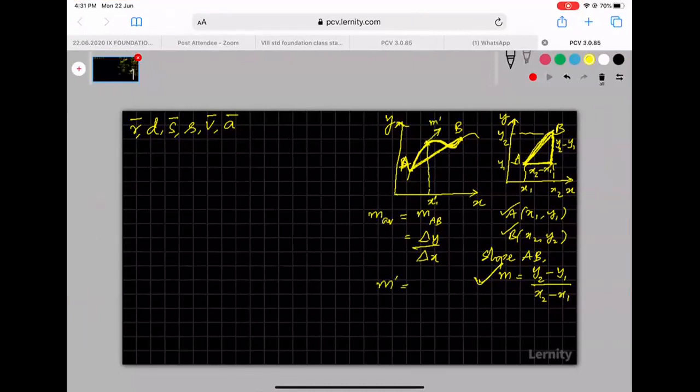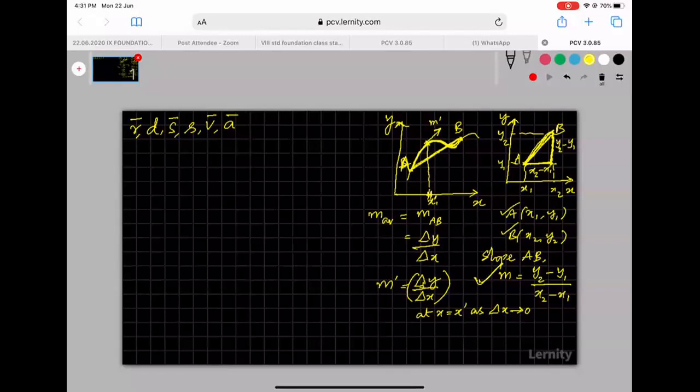M dash is equal to delta y by delta x at x is equal to x dash as delta x tends to become 0. In this interval, there should not be any delta x here. Delta x, even if it's there, it should be infinitesimally small, so small that the slope did not change. So even if you are calculating an average slope, it's basically nothing but the instantaneous.